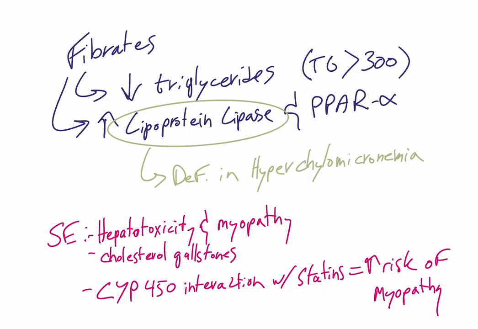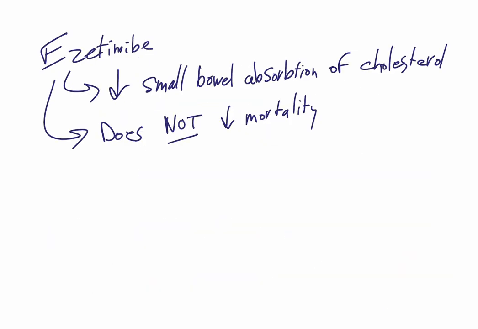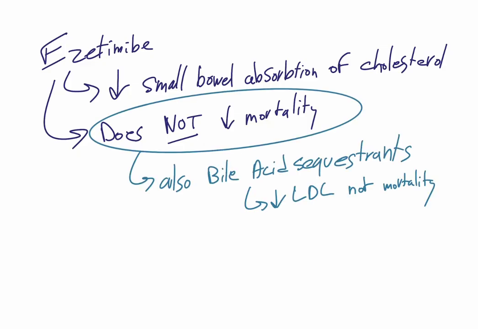Moving on to ezetimibe. Now, what they might ask is the mechanism of action of ezetimibe, and the answer you'll be looking for is decreased small bowel absorption of cholesterol. Ezetimibe does not reduce mortality, and this also goes for bile acid sequestrants. They decrease LDL, but do not decrease mortality. Unlike statins, statins reduce mortality partly due to the antioxidant effects on arterial and endothelial cells. This benefit is independent of their lipid-lowering effect. It's important to know that.